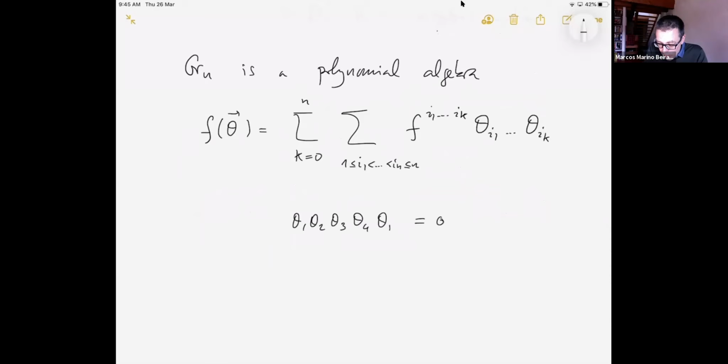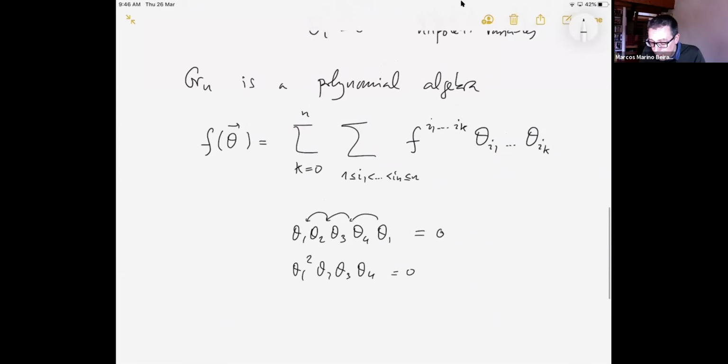And why? Well, because, you know, you can jump with theta 1. Every time you jump, you get a minus sign. You can jump here, you can jump here, you can jump here. And when you get to theta 1, you will get theta 1 squared, theta 2, theta 3, theta 4. And this is 0. Okay? So any product where there are more than n different thetas is 0.